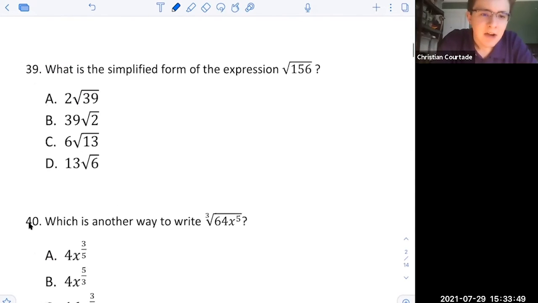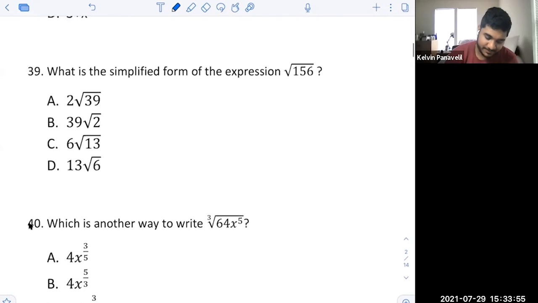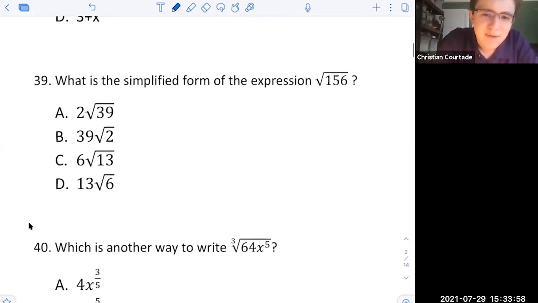Yes, I can. What is the simplified form of? Wait, am I reading the right one? 39? Yeah, 39. Okay. What is the simplified form of the expression square root of 156?